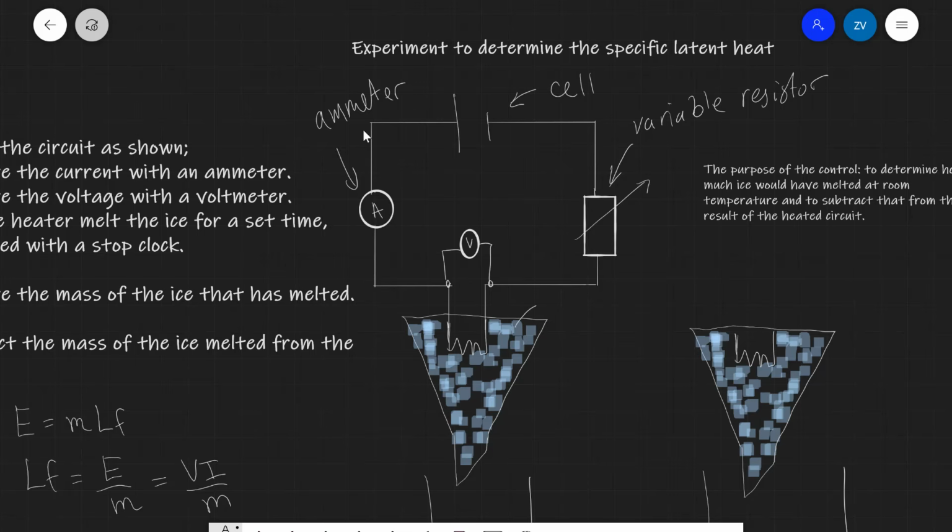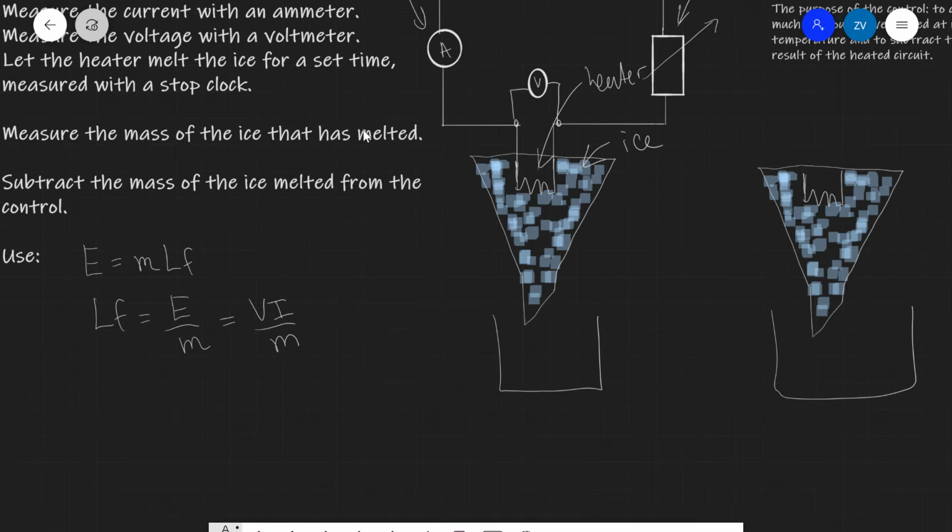We have a funnel which is filled with ice. And this over here is our heater again. Now at the bottom, we're going to have a beaker, and all this does is serve to collect the ice as it is melting away.